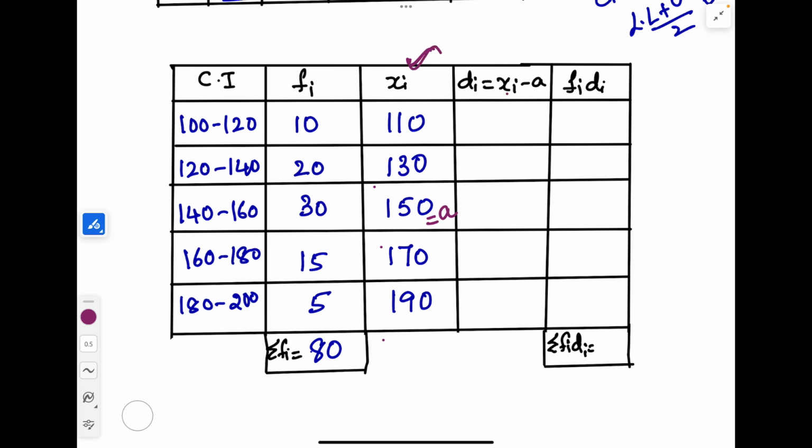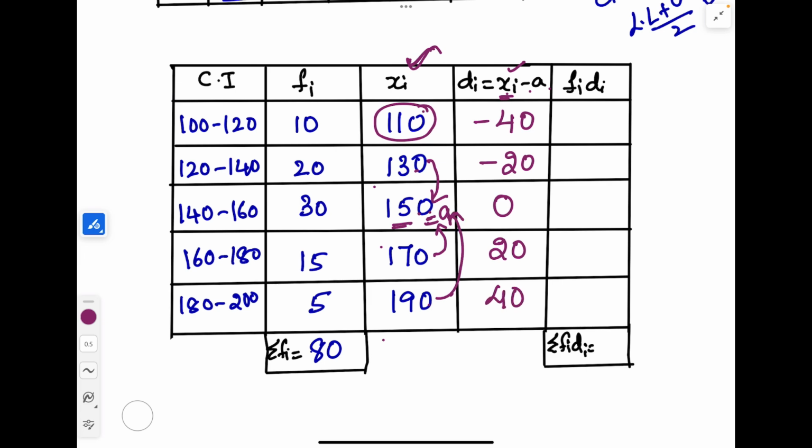Okay. Now di is xi minus A. What is xi? First 110 minus 150, which is minus 40. Okay. 130 minus 150 is minus 20. Now what is xi here? 150, and our A is also 150. 150 minus 150 is 0. Now xi is 170. 170 minus 150 is 20. 190 minus 150 is 40.